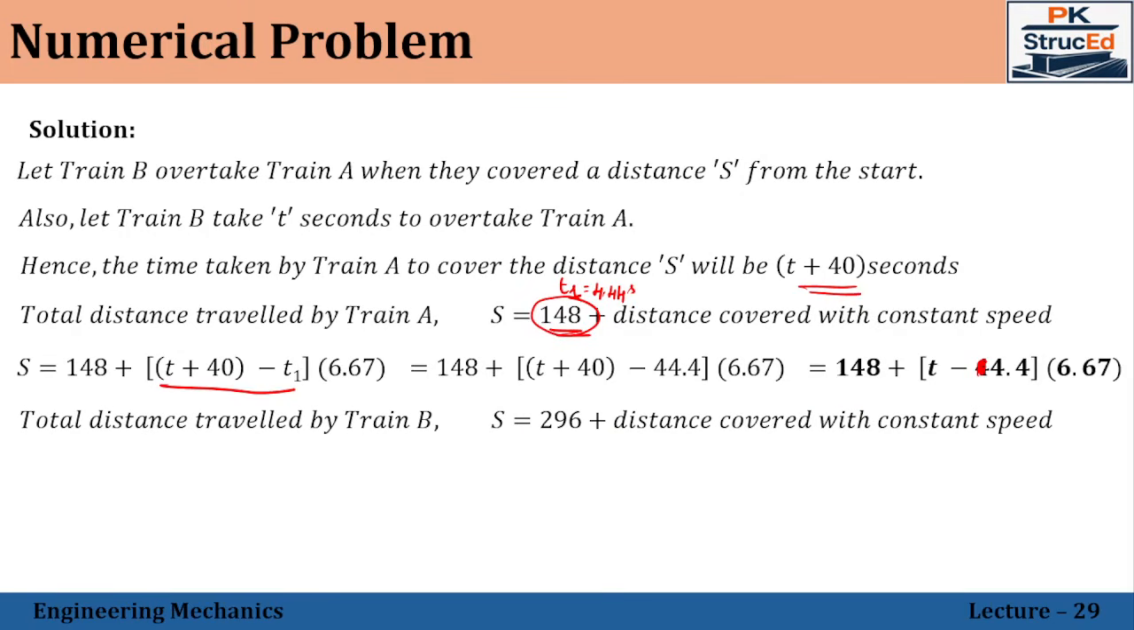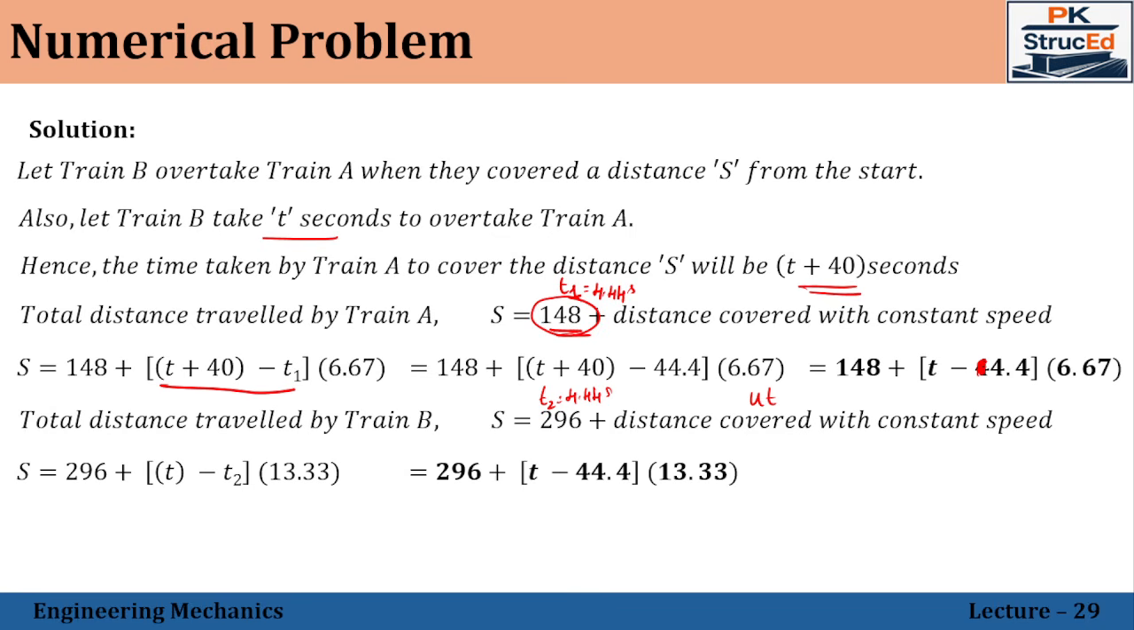Similarly, going with train B, it is covering a distance of 296 wherein t2 is again 4.44 seconds, plus the distance covered with the constant speed, that is ut. So s = 296 + ut, where t is the time taken by train B, which is what we assumed. So (t minus t2), that is the time taken for the first segment, into its own velocity of 13.33. Substituting this, we get that value as t minus 4.44 again.